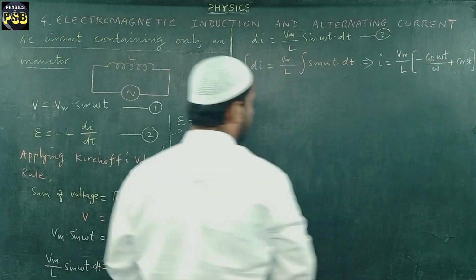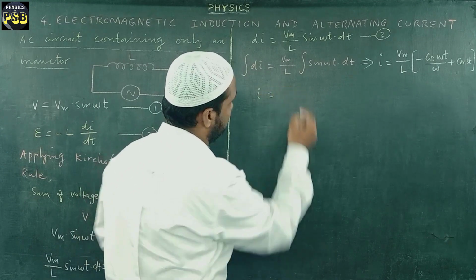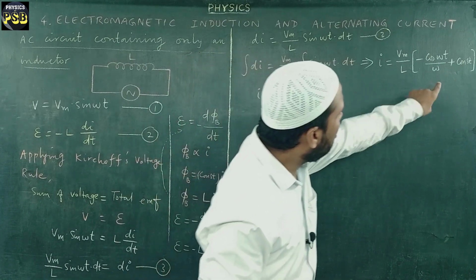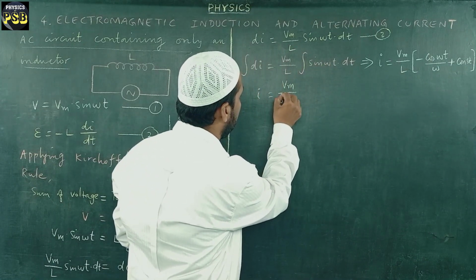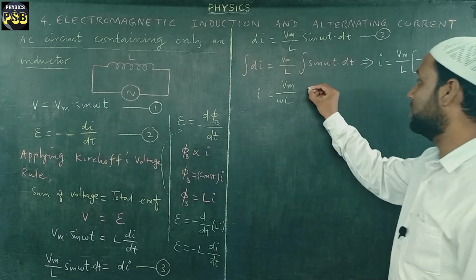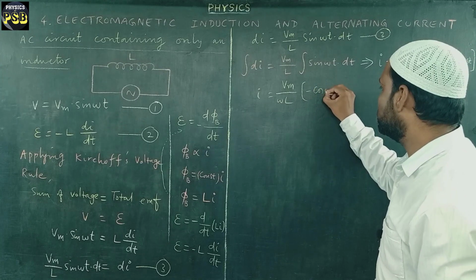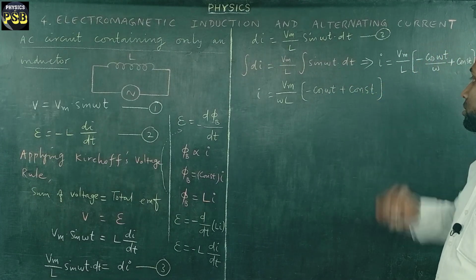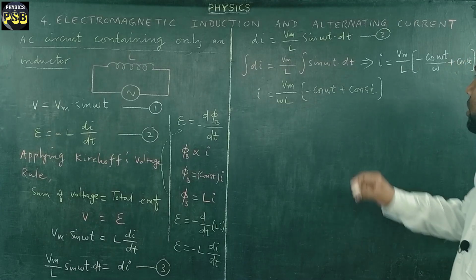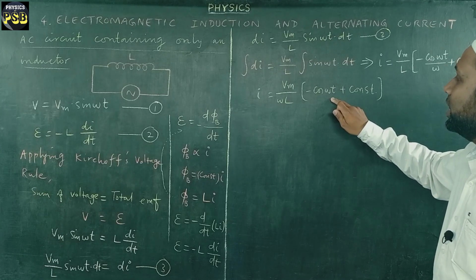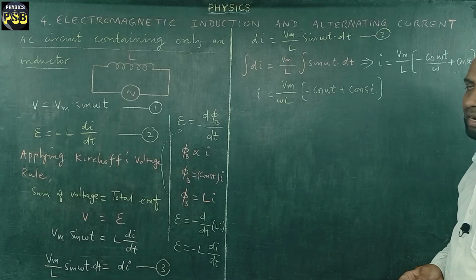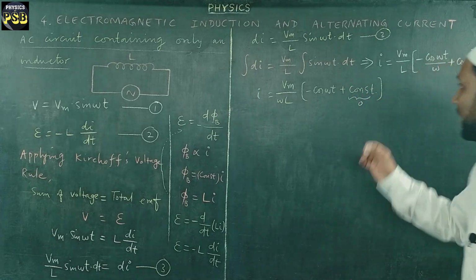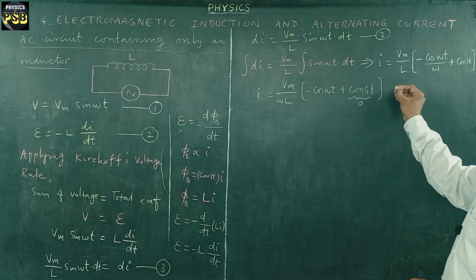Then this I equals Vm divided by L. Now I bring the omega outside, so it will multiply with the L. What remains inside the bracket is minus cos omega t plus constant. Here this constant is called the integral constant or integration constant. If you observe, this term is a time dependent term, whereas the constant that we have obtained does not depend on time. So it becomes 0, and we remove it.